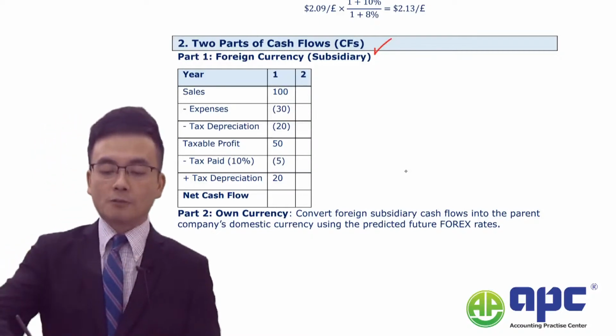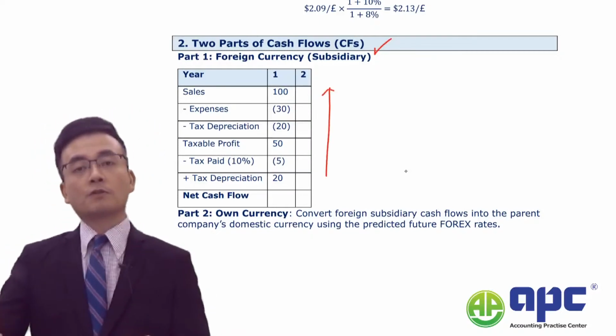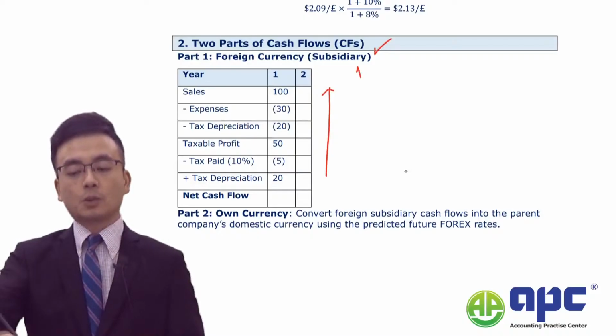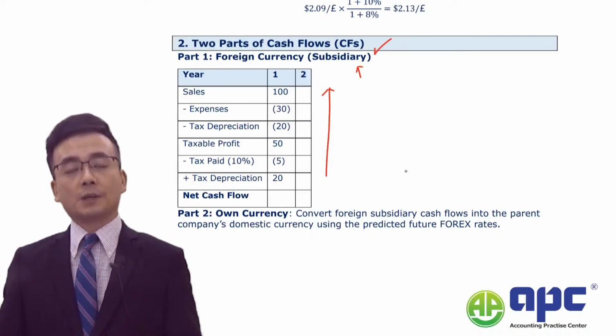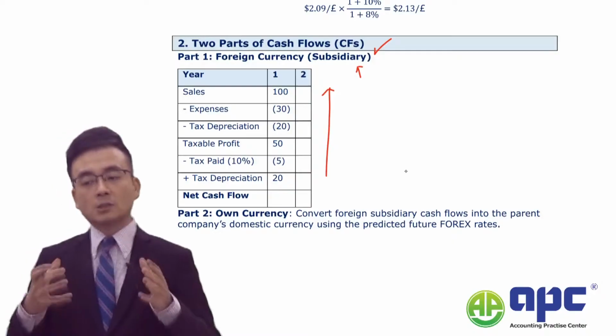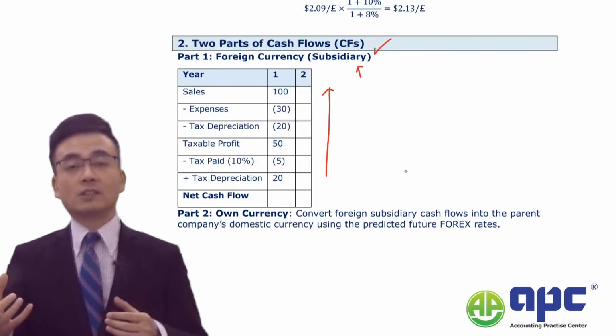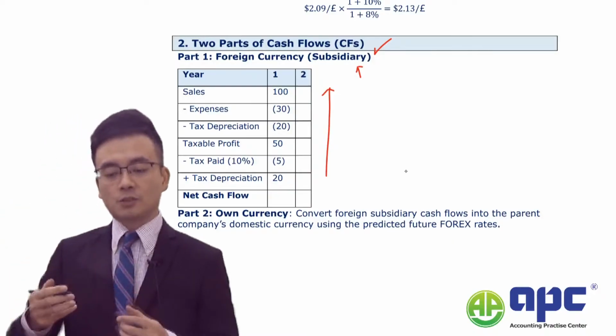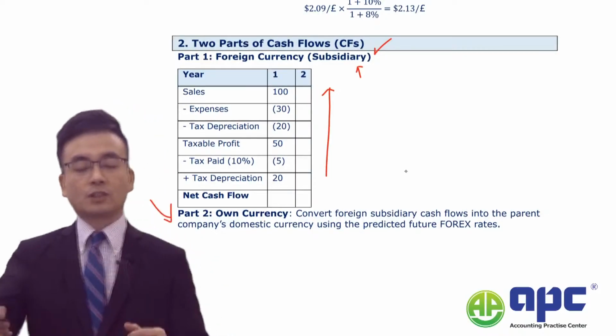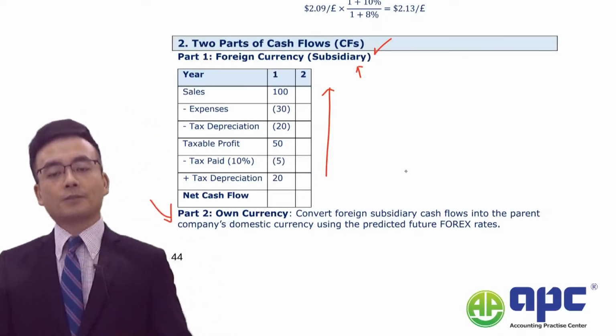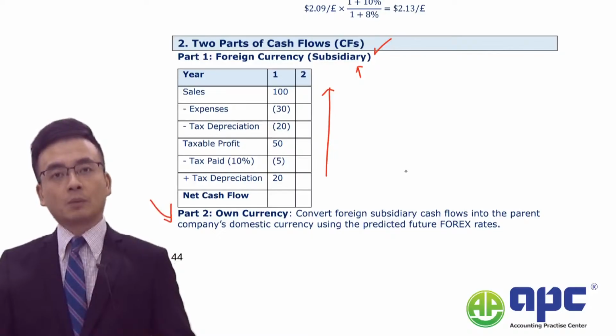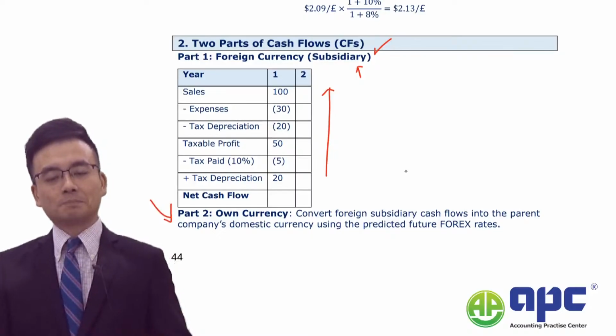The first top half will be related to the foreign subsidiary. So that's why the currency here will be the foreign currency. Now you've made profit in overseas countries, and then you need to bring those cash flows back to your own country. So that's why we've got a second part where we're going to be dealing with our own currency. All right, simple.